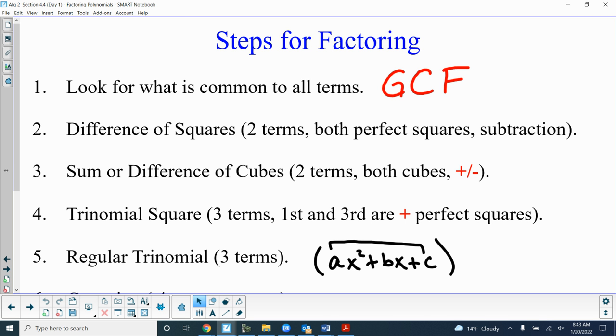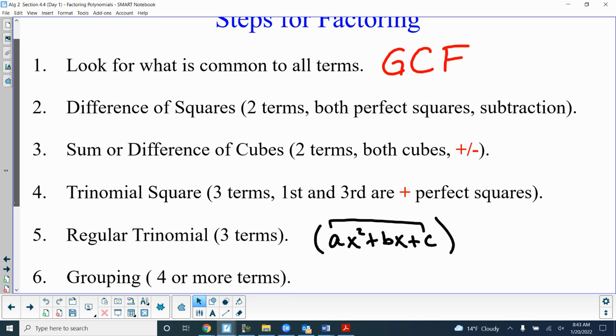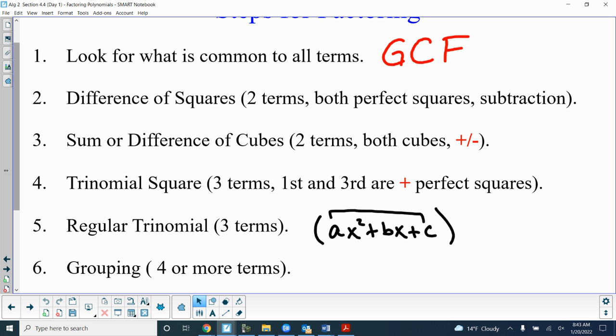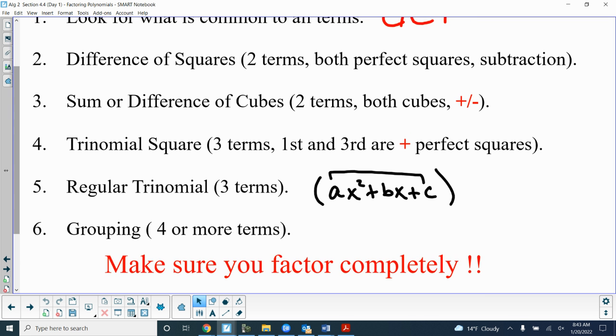All right? Now, we didn't have any when a was 2 or bigger. All right? Maybe we'll run into those on our homework going over it. Okay? And then number 4 is grouping, when you had 4 or more terms. And remember, factor completely. Sometimes after you factor, one of your factors is a difference of squares or a sum or difference of cubes. Okay? Or a special trinomial or something. Okay? So make sure you do that.